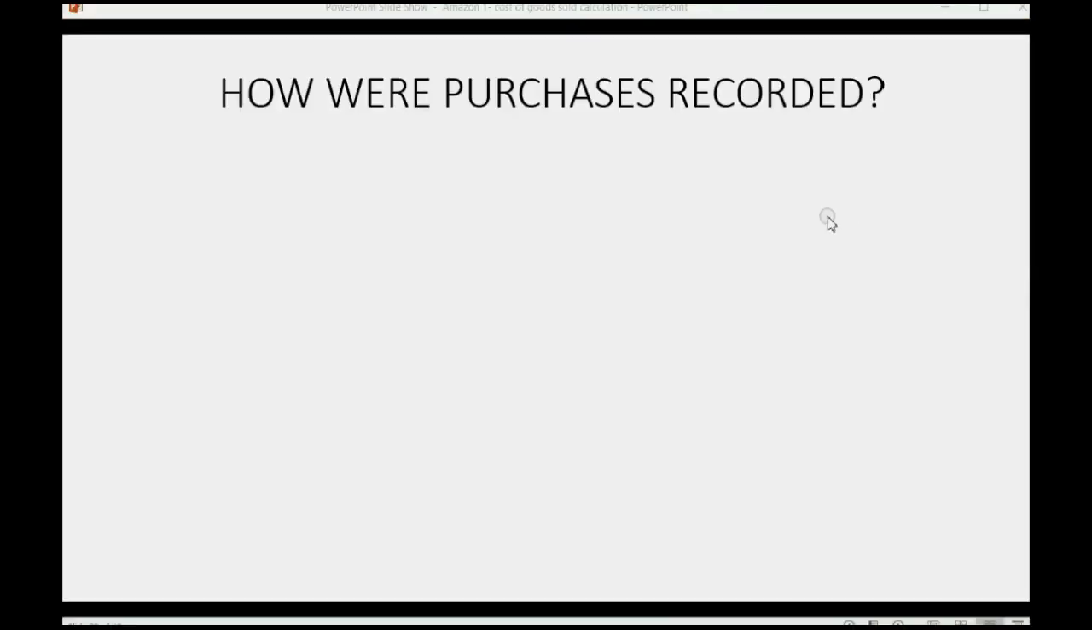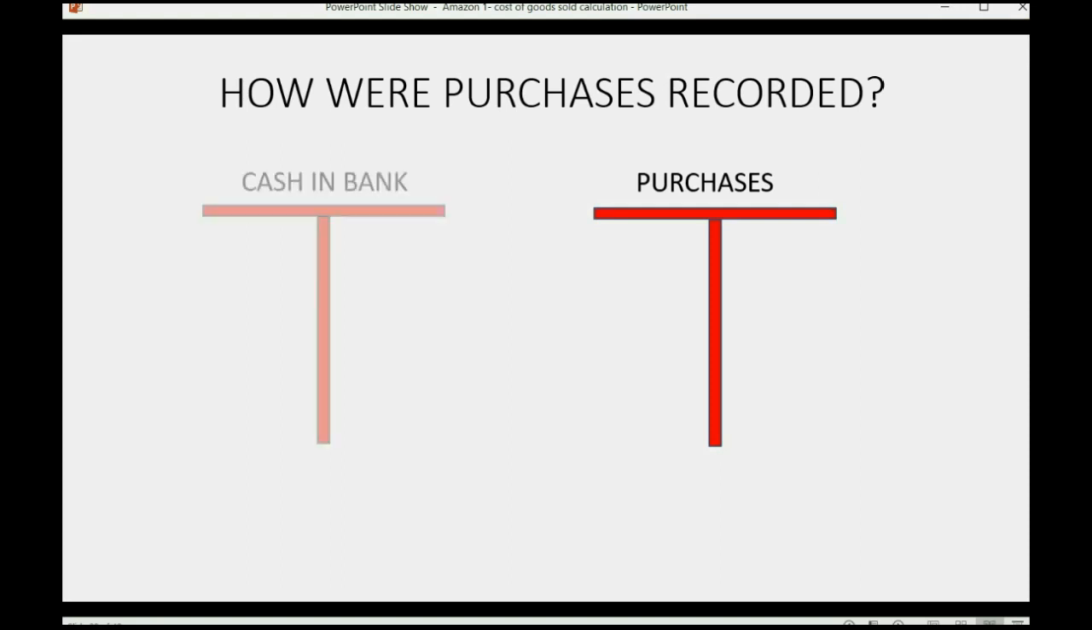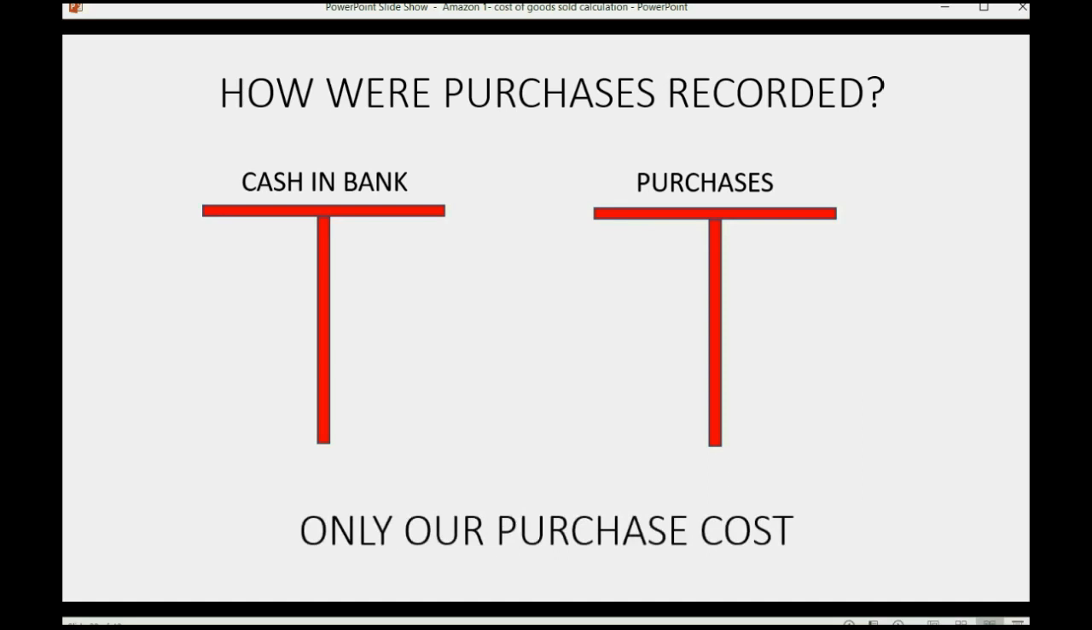So then you may ask, how were purchases recorded? Well, we had a separate account to record the money amount each time we purchased inventory, and of course, that was matched to the deduction of the bank account every time we paid for the purchase. And in the purchases account, we only put the purchase cost. We only put what we paid for the merchandise that we purchased.